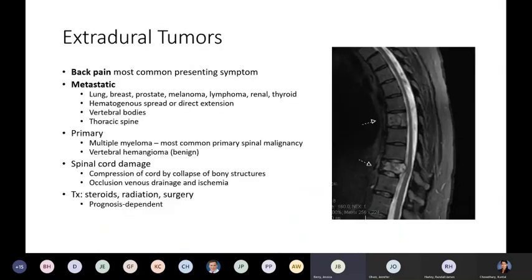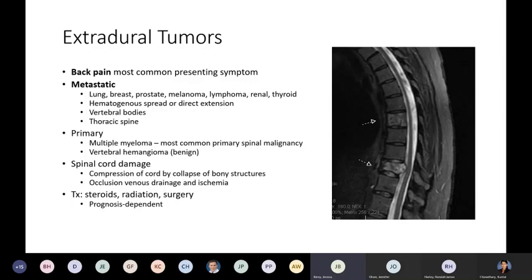So with extradural tumor, back pain is the most common presenting symptom. Up to 95% will present with back pain, usually progressive local pain. Some may have radicular pain. Some may have some myelopathic findings. And usually the pain will be increased in supine positioning. As I said, the majority of these tumors are metastatic: lung, breast, prostate, to name a few that most commonly occur.